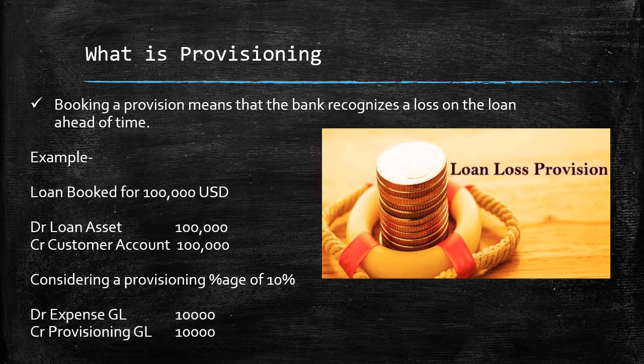Then what happens for the next month's provisioning? You reverse the provisioning done here, 10,000, and then a new provisioning amount of 8,000 kicks in, 10% of 80,000, because 80,000 is the new outstanding loan amount. And every month such a provisioning is calculated. So a provisioning percentage is applied on the loan outstanding balance.